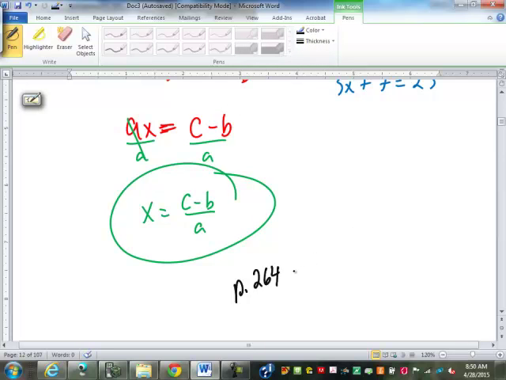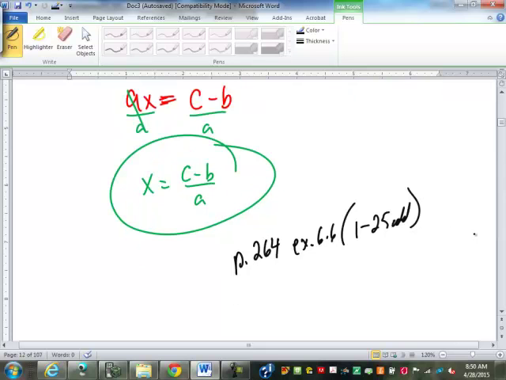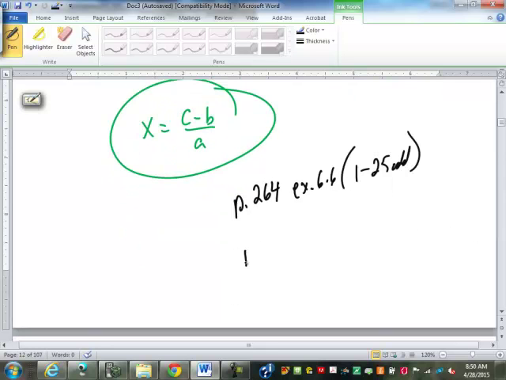So on page 264, exercise 6.6, 1 through 25, the odds of those mixture problems. I recommend you try a couple of those at least, because there will be one on your test coming up that most people usually struggle with. On page 267, exercise 6.7, 1 through 19, the odds. And also page 270.